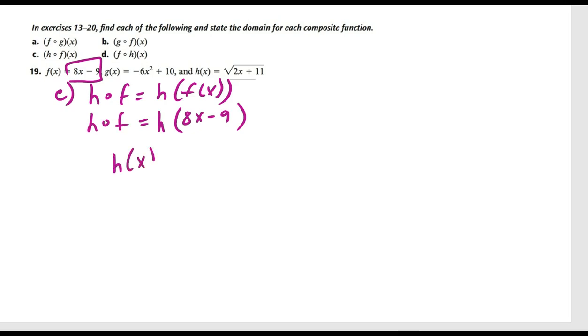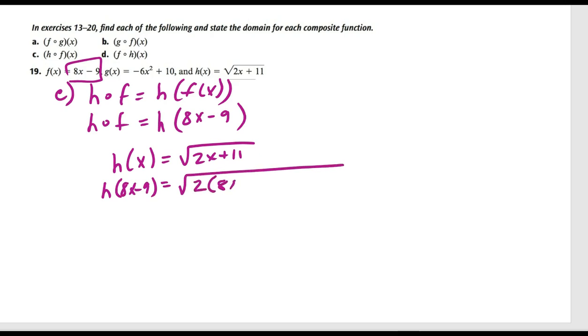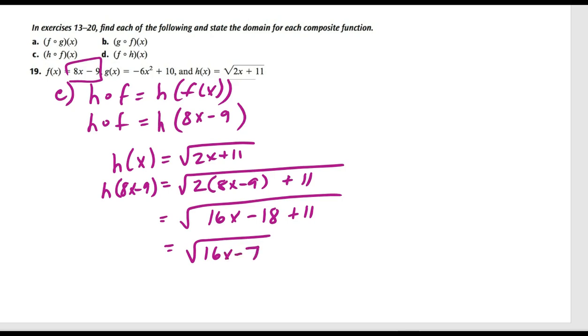Now I look at what h of x is equal to. It's equal to the square root of 2x plus 11. So I'm going to replace x with 8x minus 9, because that's the input I want to look at. And everywhere there's an x, I'm going to write 8x minus 9. So this is going to be 16x minus 18, I'm just distributing, plus 11. And I get h of 8x minus 9 is equal to the square root of 16x minus 7. That's what our composite function will be equal to.